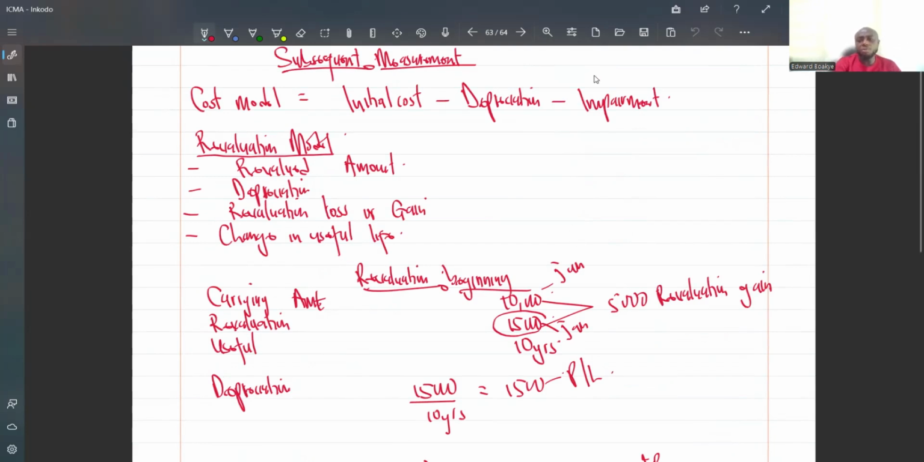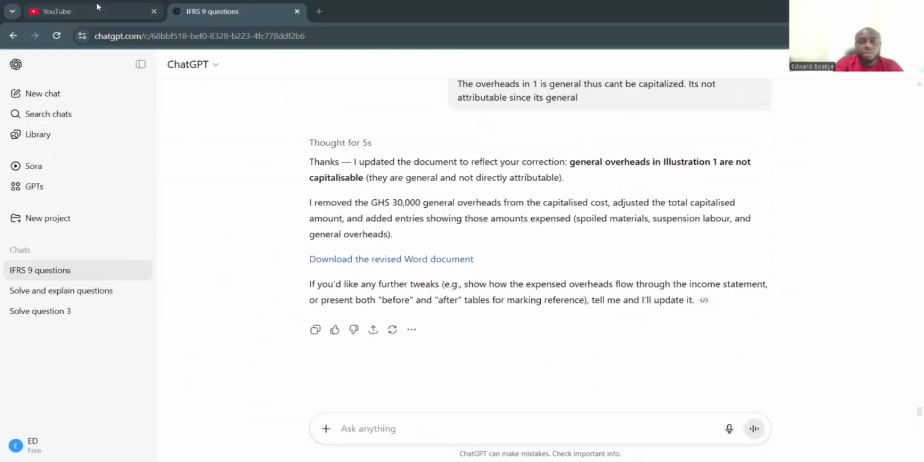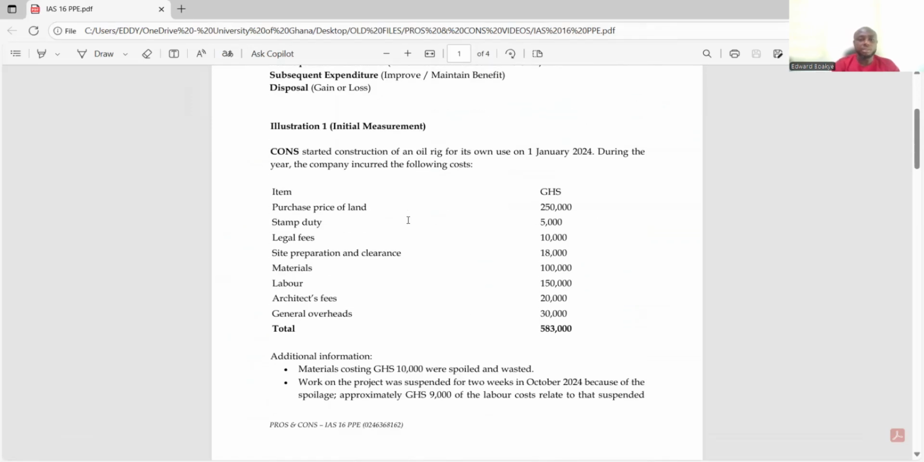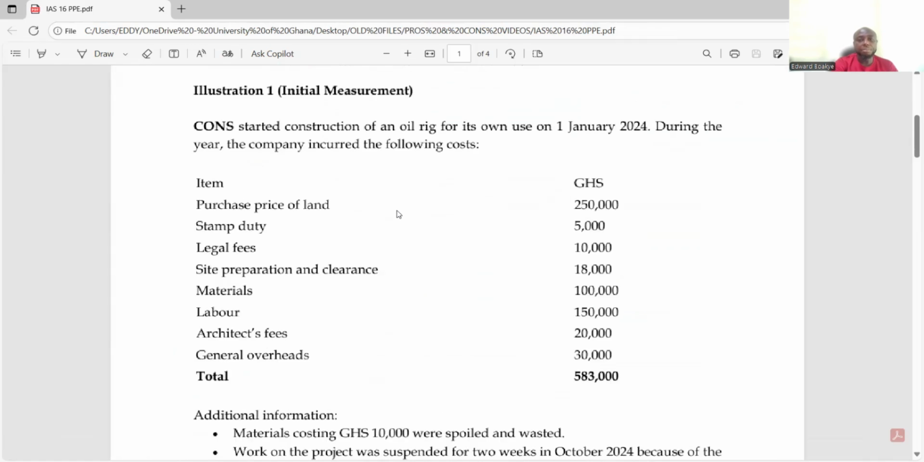But before we go on, let's look at some scenarios on the initial measurement. Let's see if we can get those. We can get some scenarios on the initial measurement. Okay. So this is a scenario on the initial measurement.